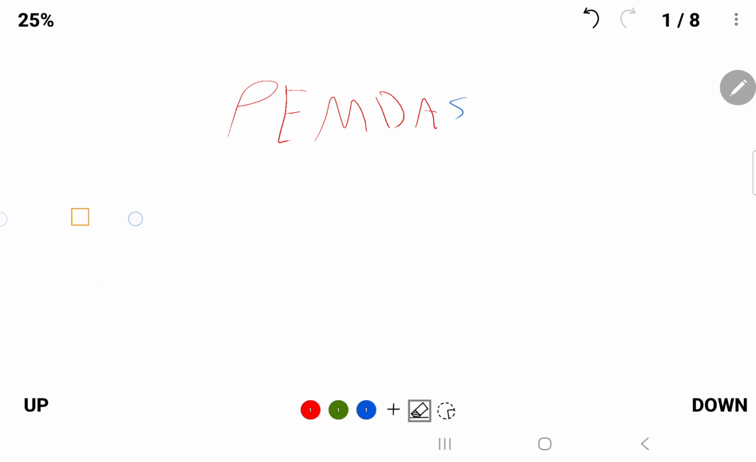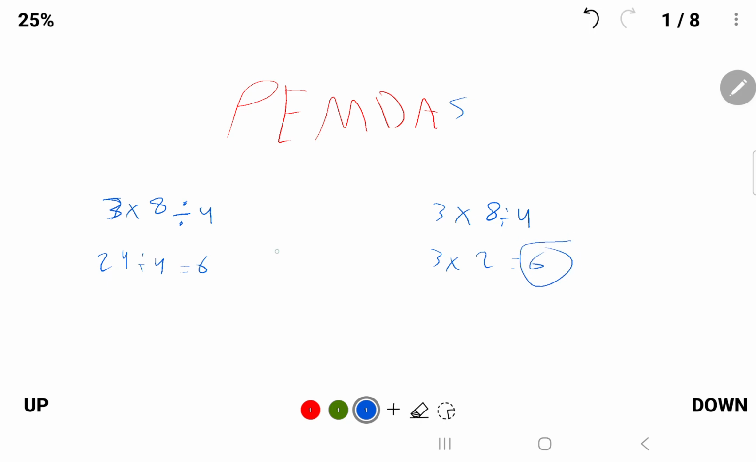Now another example. If you have 3 times 8 divided by 4, here you have multiplication first, so we can solve it in any order. First 3 times 8 is equal 24, and 24 divided by 4 is equal 6. And if we start with division, 8 divided by 4 is equal to 2, 3 times 2, 6. So we get the same answer.